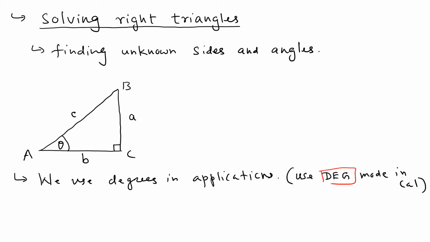So degree mode. Okay, let's write down some of the things that we already know, because if we know the right triangle, then we can write those six ratios. We're going to use the standard SOHCAHTOA approach.